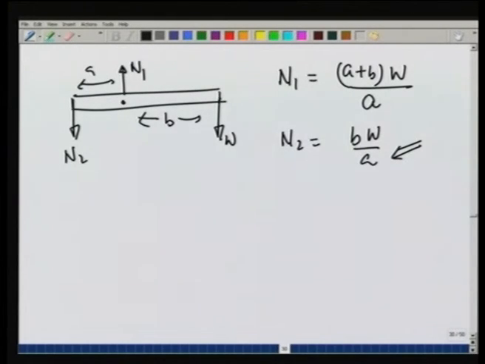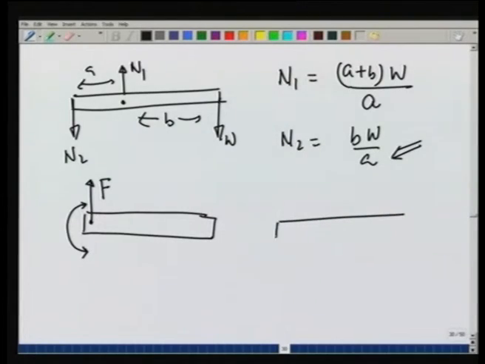I could think of this whole thing, this built-in support, as if it is applying a torque at this point at the end in one direction or the other, and a force F, and that is how I want to represent a built-in support. Let us understand how this can happen. So, once I have determined N1 and N2, this is W.